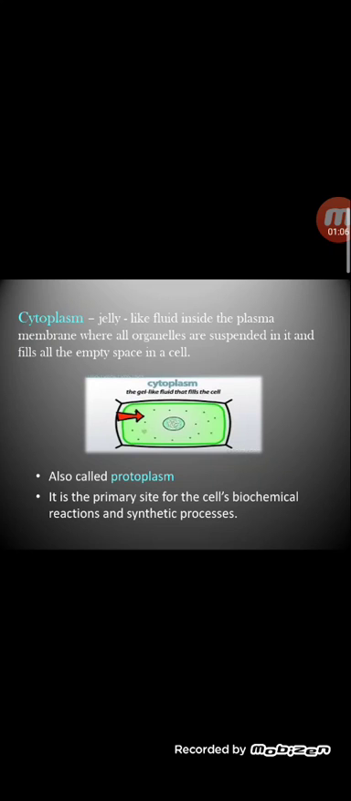Next organelle is cytoplasm. So, cytoplasm is a jelly-like fluid inside the plasma membrane, and all organelles are suspended in it, and it fills the empty space in the cell. So the cell is filled with this cytoplasm, that is a jelly-like fluid. And cytoplasm is also called protoplasm, and it is the primary site for the cell's biochemical reactions and synthetic process.